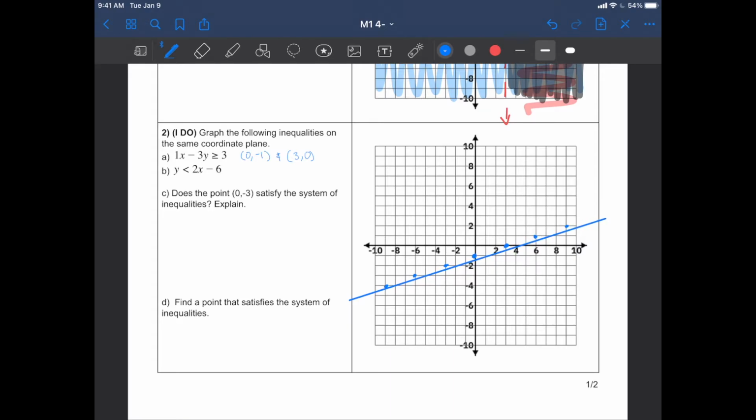So I've got to move this around because I'm on a computer. Can't really use a ruler, but that's okay. Okay, and it will be a solid line because it says greater than or equal to.